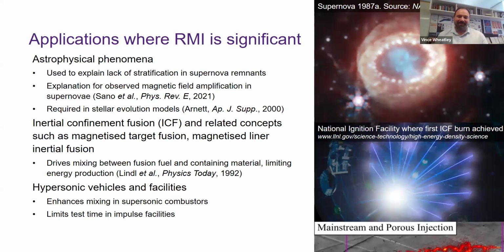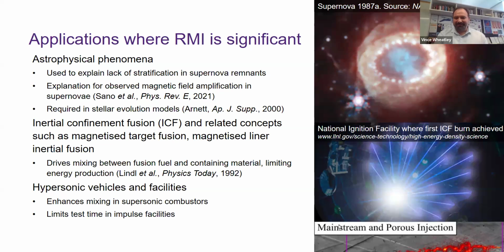The reason we care about this instability is it's very common in flows featuring shock waves, and some of these applications are very significant. For example, in astrophysics, it's been used to explain the lack of stratification in supernova remnants. It's also been used to explain the massive amplification of magnetic fields in supernovae, and it's required in stellar evolution models. In inertial confinement fusion and related processes like magnetized inertial fusion and magnetized liner fusion, the instability drives mixing between the fusion fuel and the capsule that contains it, which limits energy production.